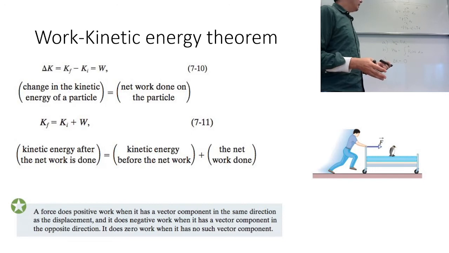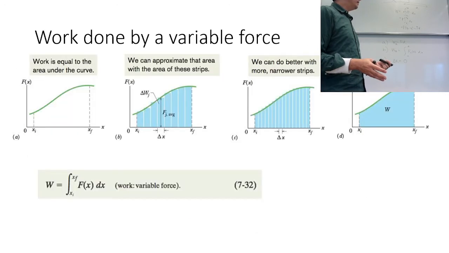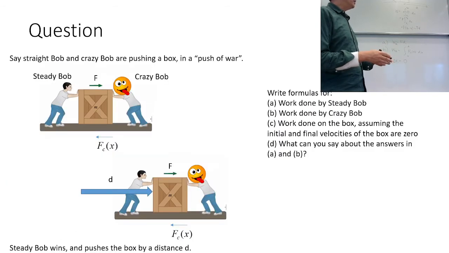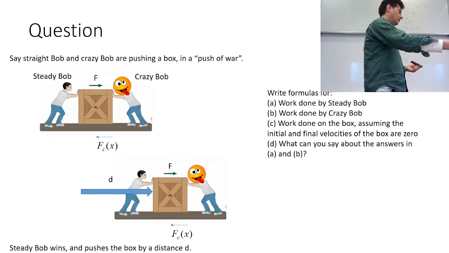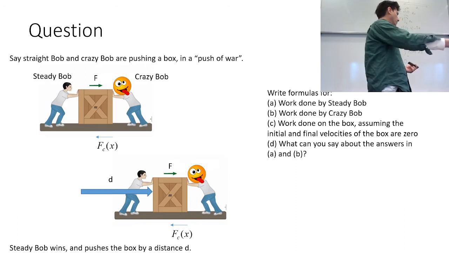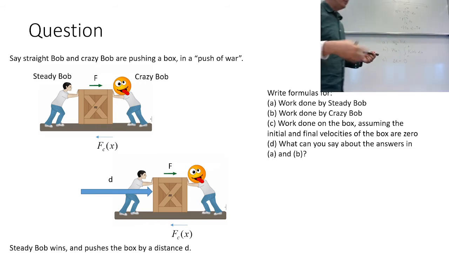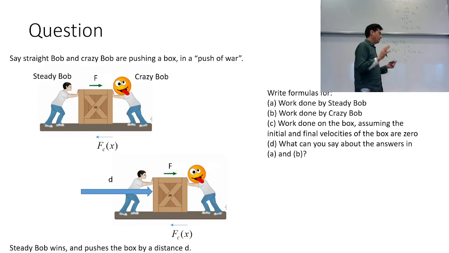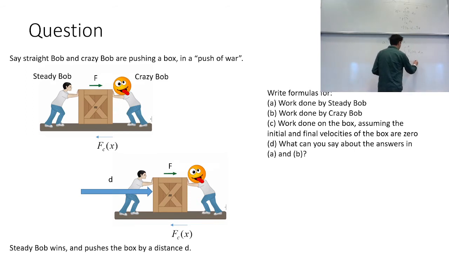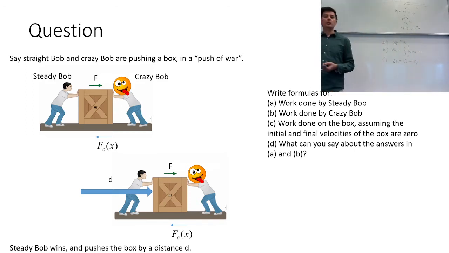Individually, what's going to happen is that Steady Bob is actually doing some work. Crazy Bob will also do work, might be negative. But then, in terms of the box, the change in kinetic energy of the box is going to be the sum of the work of those two. And so the work done on the box will be 0.